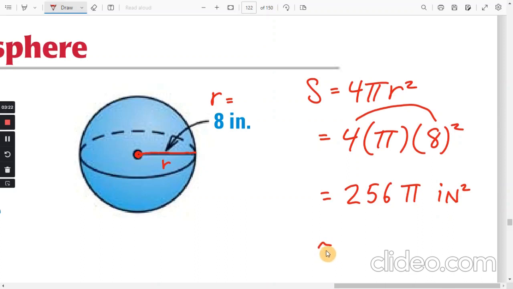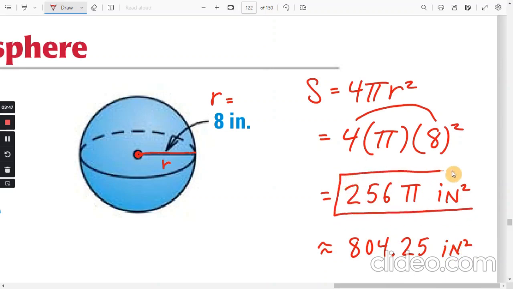And if I wanted to round off, I multiply 256 times pi on the calculator. I get 804. And if I did 2 decimals like they did, it's going to be 0.25. The decimals kept going, but I just rounded off to 2. So this would be the exact answer in terms of pi, and this would be the rounded off answer to the nearest hundredth.